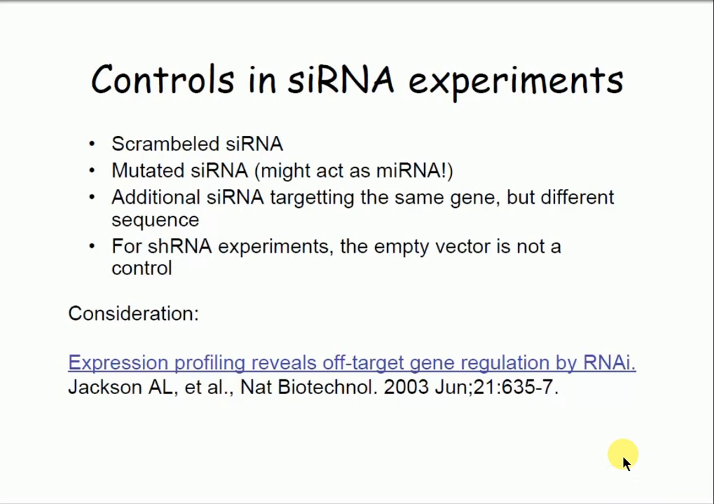The empty vector obviously is not a control because it doesn't express an siRNA. And there is a reference dealing with off-target effects. So obviously this is something that has to very critically be taken into account, that siRNAs with an incomplete match might act as microRNAs and have impact on gene expression. Obviously, we want to claim that when we knock down specifically a gene, that the phenotype we see is because we knock down this gene.